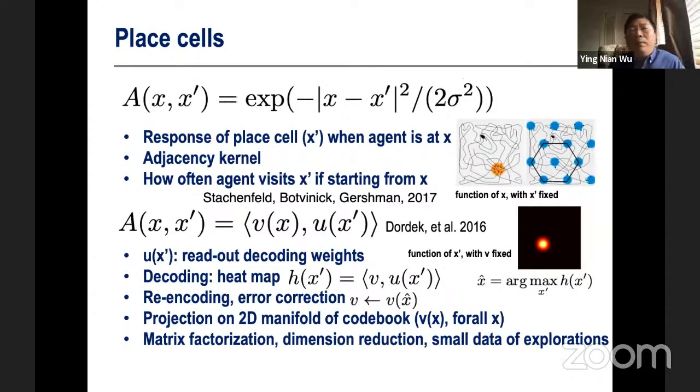Okay, so now let me talk about how we decode the position based on the vector. So the decoding is related to these place cells. And often in the literature, a place cell is modeled by an adjacency kernel.